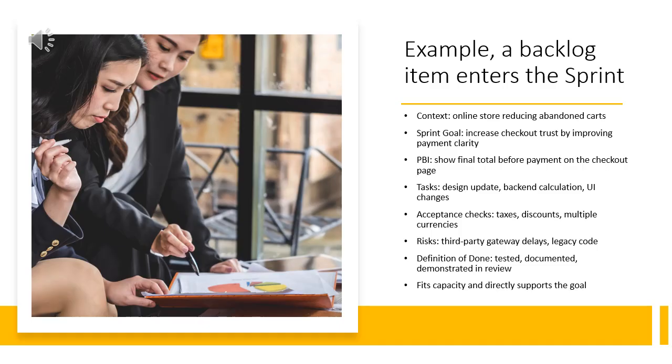Tasks include design update, backend calculation, and user interface changes. Acceptance checks cover taxes, discounts, and multiple currencies. Risks include third-party gateway delays and legacy code. Done means tested, documented, and shown in review. It fits capacity and clearly supports the goal.